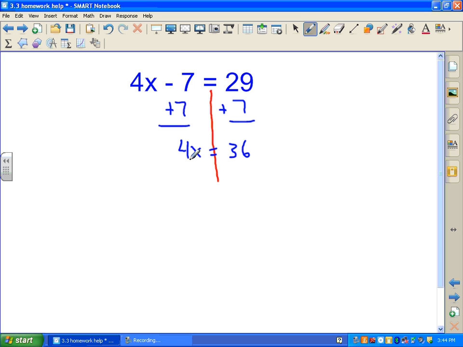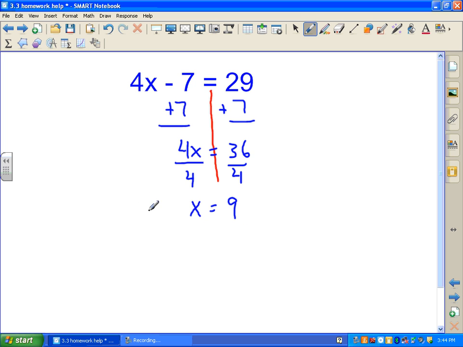Now I have multiplication. So to get rid of this, I need to divide. I'm going to divide both sides by a 4. That leaves me with my x on that side. And 36 divided by 4 is 9. So the same thing, just following the order of operations backwards. So get rid of adding and subtracting first, then multiplying or dividing.